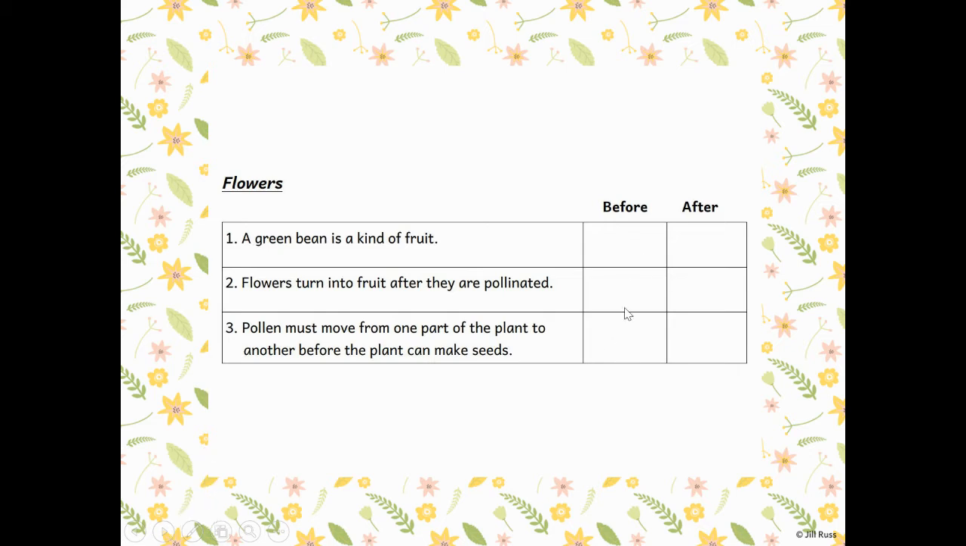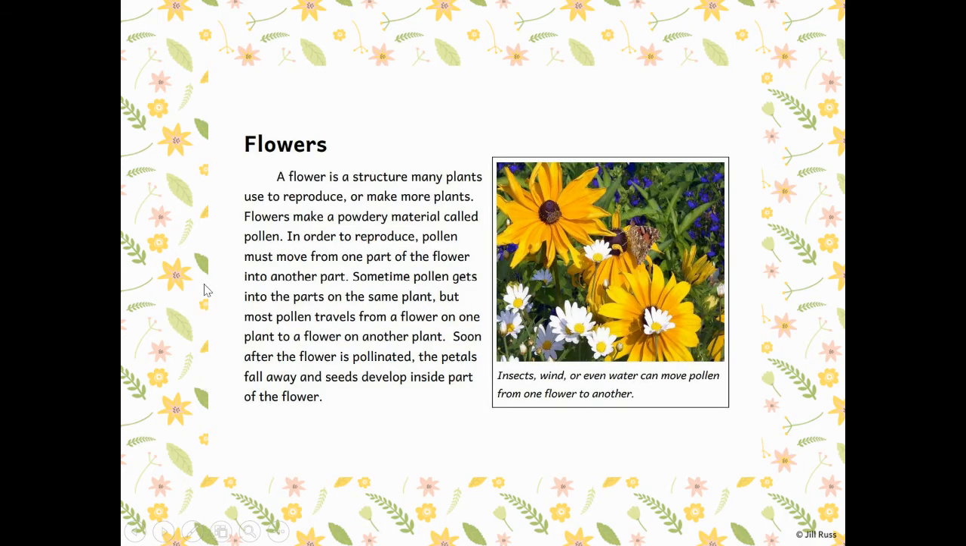All right, so you now should have filled out your true and false before questions, and we're going to go ahead and start to read. So follow along in your book as we read and talk about flowers. A flower is a structure many plants use to reproduce or make more plants. Flowers make a powdery material called pollen. And we read about pollen, if you remember, when we did our bees discussion. In order to reproduce or make a new plant, pollen must move from one part of the flower into another part. So there's an answer to one of our questions.